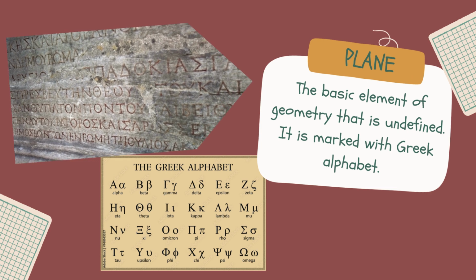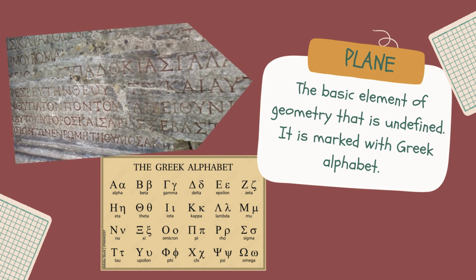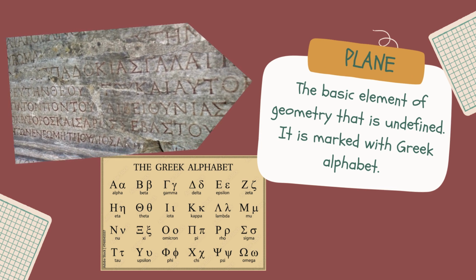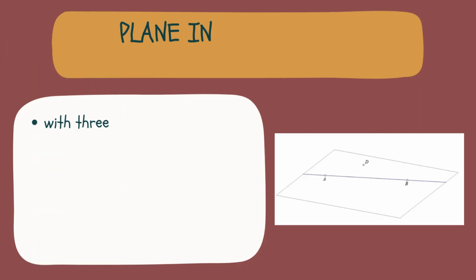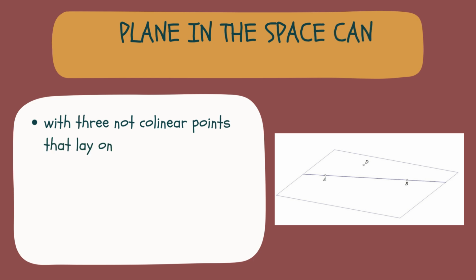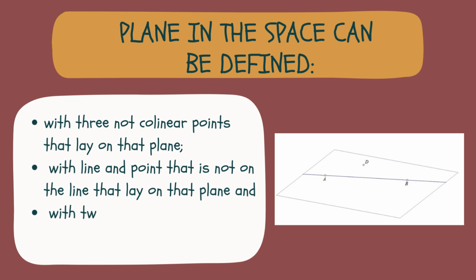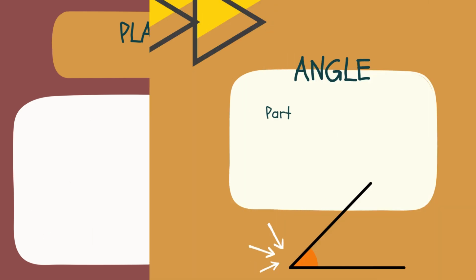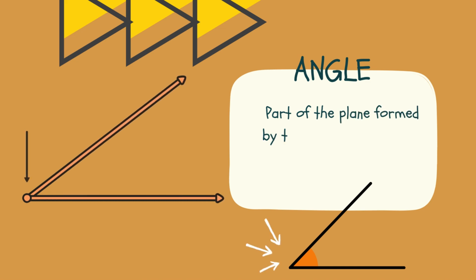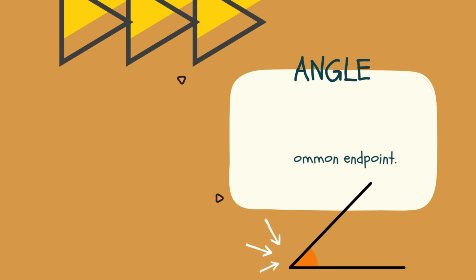Plane. The basic element of geometry that is undefined. It is marked with Greek alphabet. Plane in the space can be defined with 3 not collinear points that lay on that plane, with line and point that is not on the line that lay on that plane, and with 2 lines that lie on the same plane. Angle. Part of the plane formed by 2 rays that share a common endpoint.